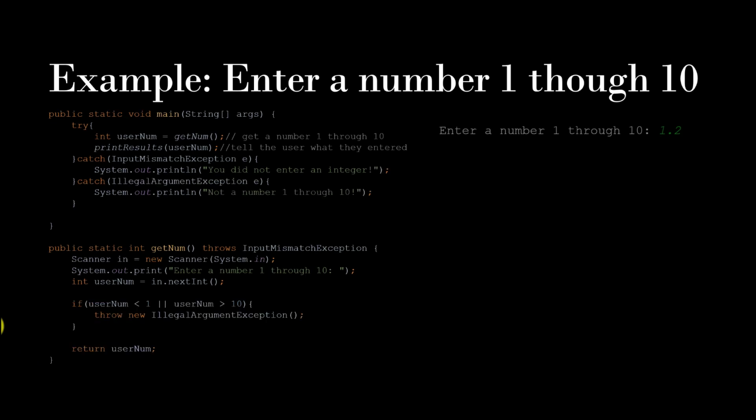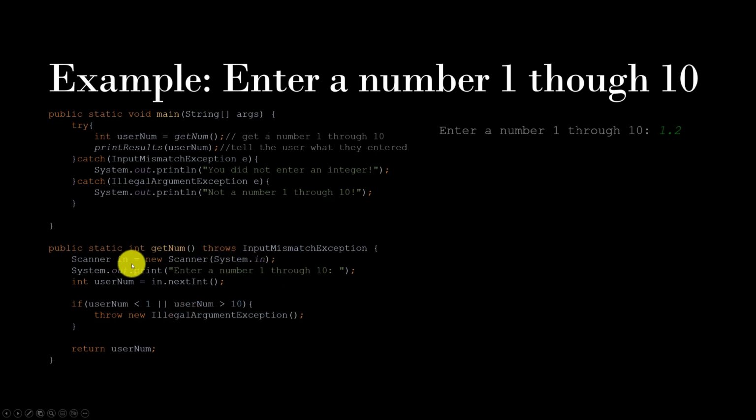All right, so here I modified the get num method. It's still InputMismatchException, but notice that I have this if statement that I added where it says throw new IllegalArgumentException. So throw, not throws, throw. Here's throws, here's throw, new IllegalArgumentException, parentheses. Notice that if it's less than 1 or greater than 10, then it will throw that exception, so it will cut out of it.